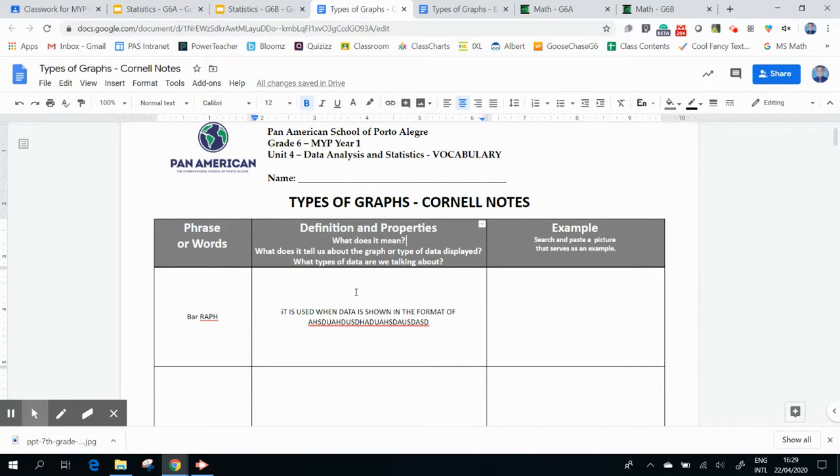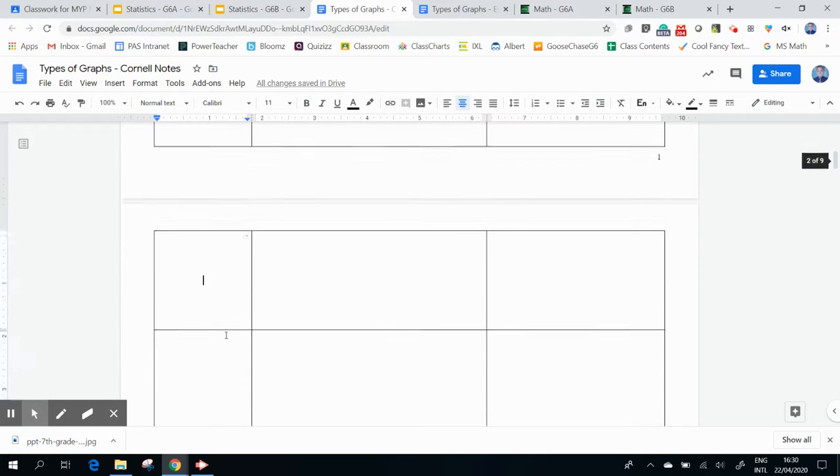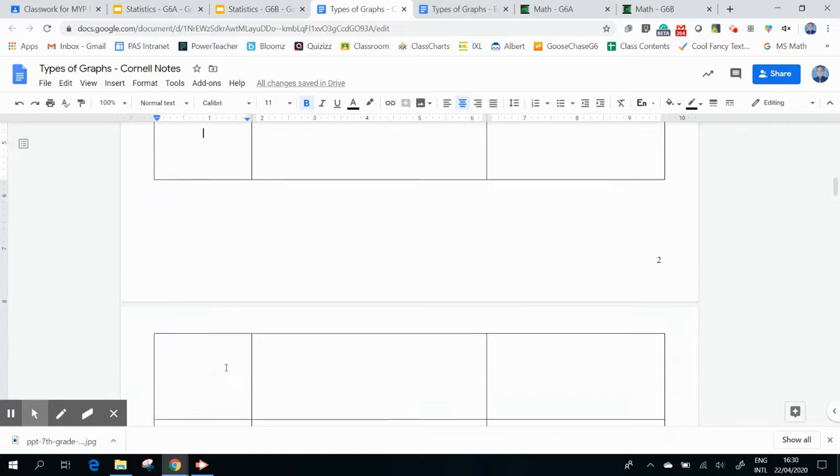Here you answer questions. What does bar graph mean? What does it tell us about the graph or the type of data that is displayed on a bar graph? What types of data are we talking about when we want a bar graph? What types of data are connected to a bar graph? What types of data can we use a bar graph to represent? Then you're going to complete this for each type of graph that you see in the videos.